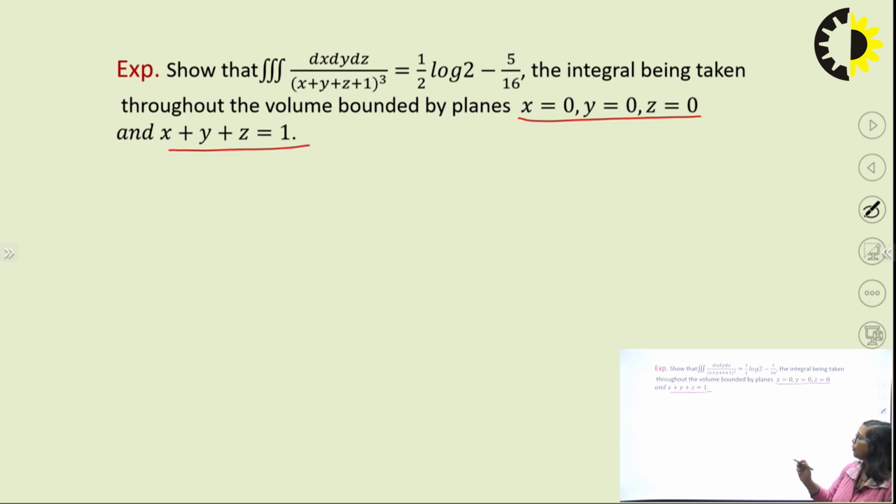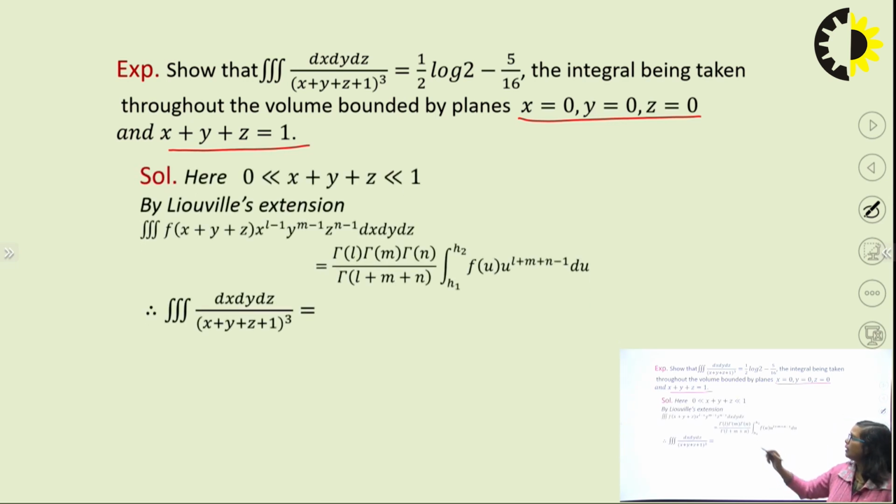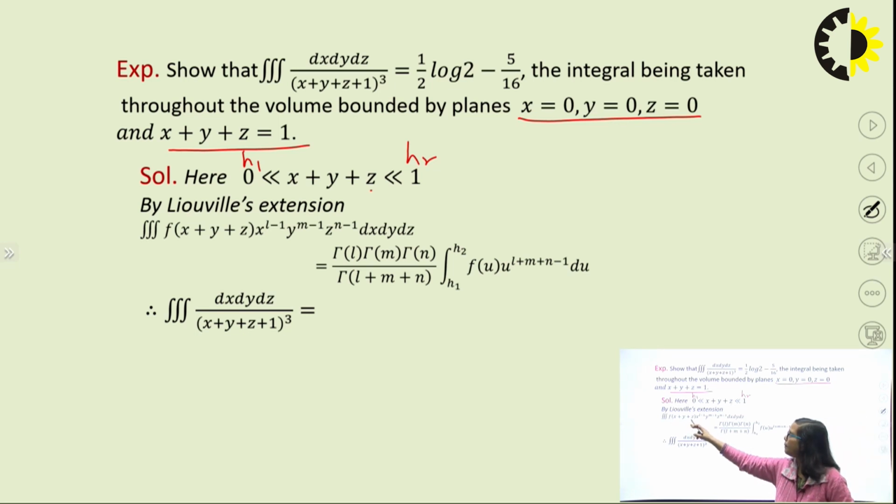Okay. So what do I write? I start here, since each and every value is starting from 0 and going up to this plane. So x plus y plus z takes the value between 0 and 1. So they are nothing but the values of this h1, and this will become the upper limit h2 for the extension. Clear?